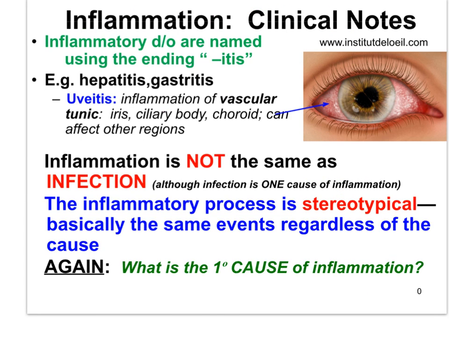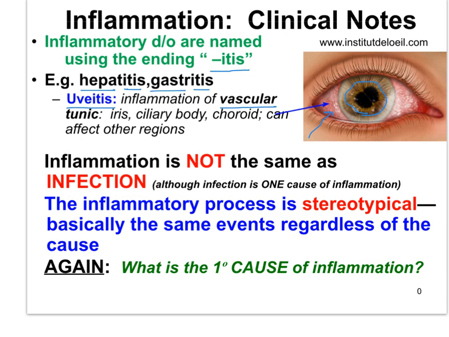So remember that inflammatory disorders are named by putting the word itis after the area of the body that's damaged. So hepatitis is liver inflammation. Gastritis, for example, is the inflammation of the stomach. Here's an example of uveitis. That's an inflammation of the vascular tunic of the eye, which is all of the iris, the ciliary body, and the choroid. And you can see all the inflammatory blood vessels here on the eye, and you can also see some misshaping in the iris here that's part of that ciliary body.